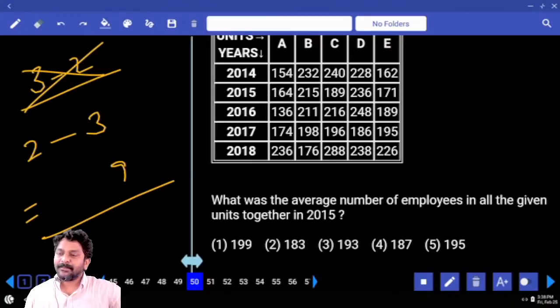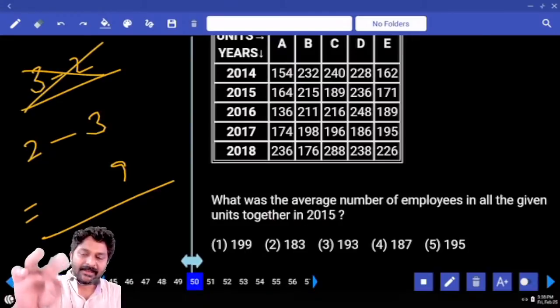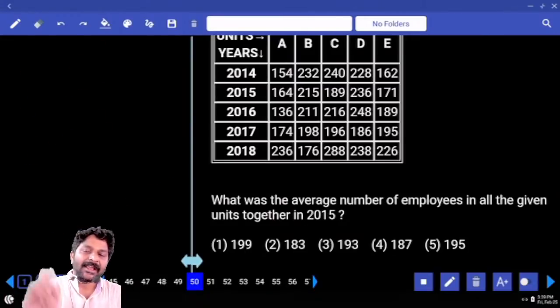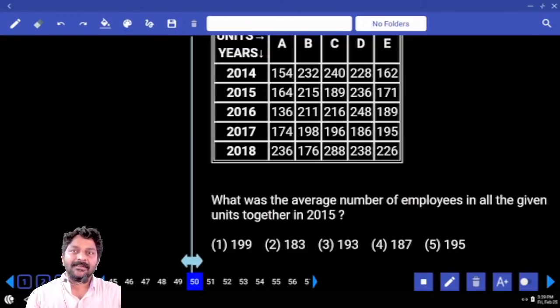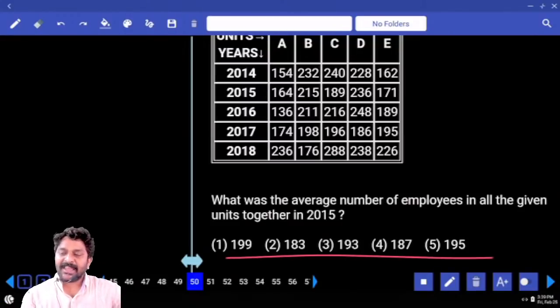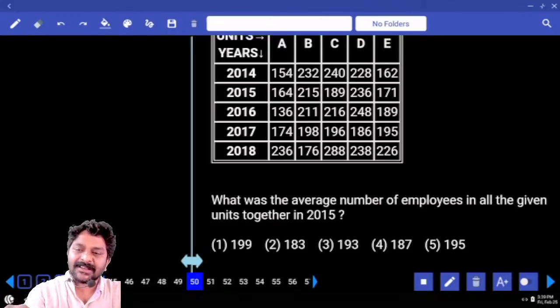What was the average number of employees in all the given years together in 2015? Okay, so how do you calculate the average here? Come on, benchmark. Look at your options. Can we take the benchmark as 200? It may be 190, 180, 200, 210, whatever it is. So you can start with 200. First number, come on.